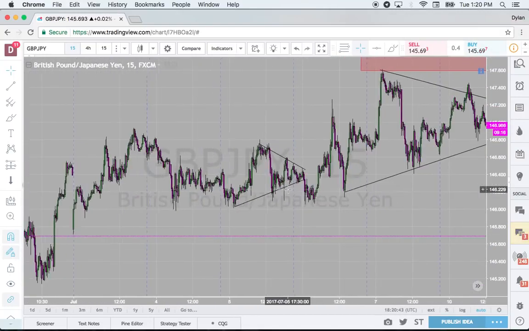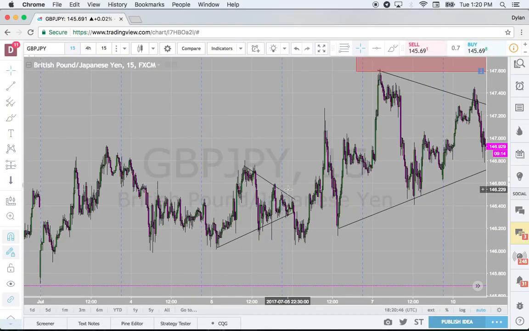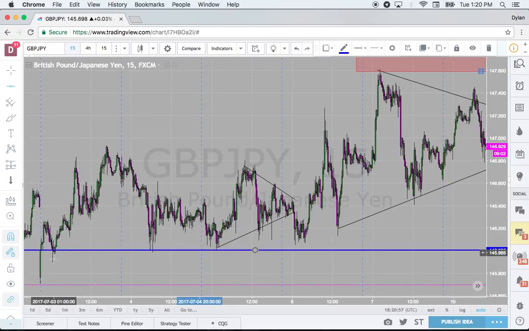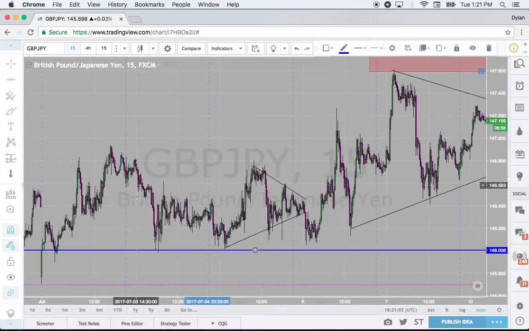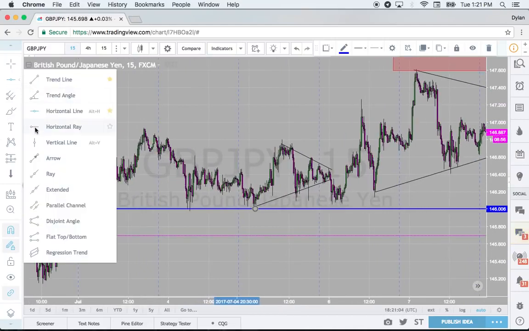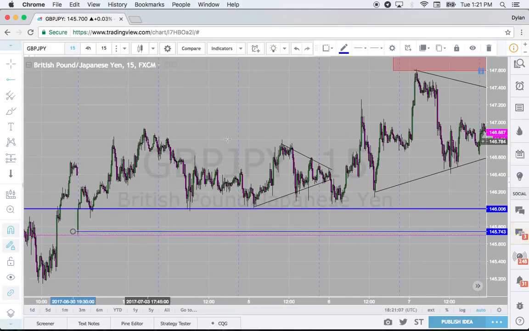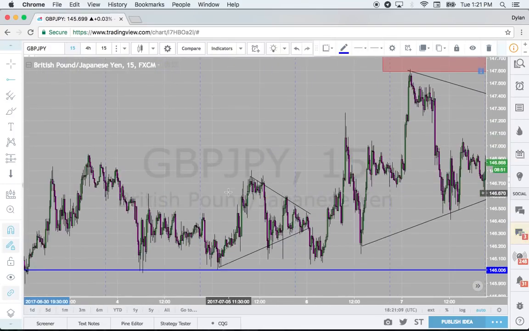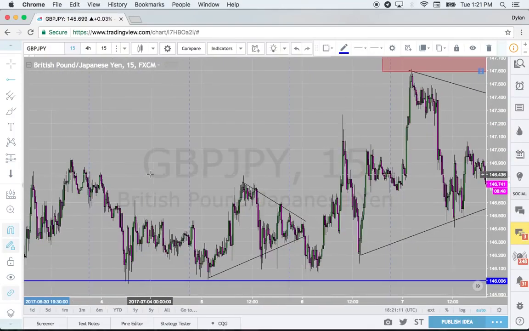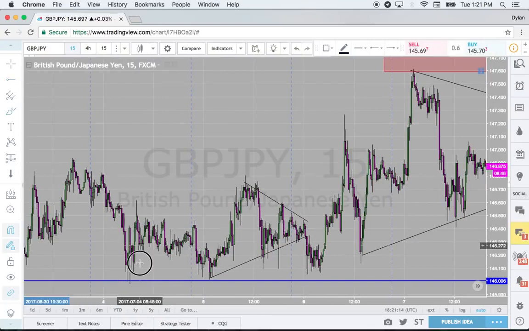So here's another great setup. We can see the low of the previous day, and the previous day was created right here, and also the low of the week. Looks like the low of the week as well. The low of the week is about right here. So we can see the low has not been broken, but it is being worked ever so slowly.